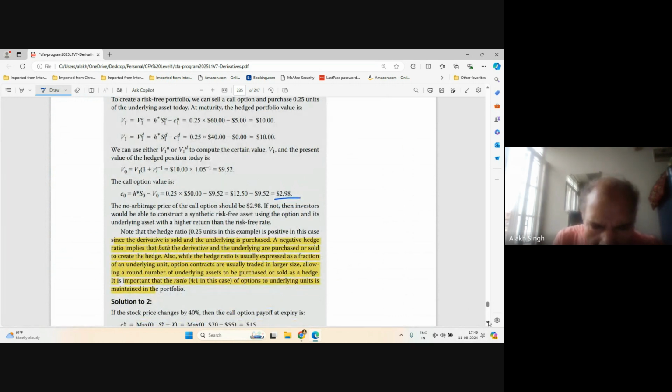A negative hedge ratio implies that both the derivative and the underlying are purchased. That will be for put. So here we had a positive hedge ratio. In this case, since the derivative is sold, the underlying is purchased. But what if it is negative? Then both will be purchased. Means in the case of put, we will have to purchase put as well as the underlying. Yeah, we will have to purchase both.